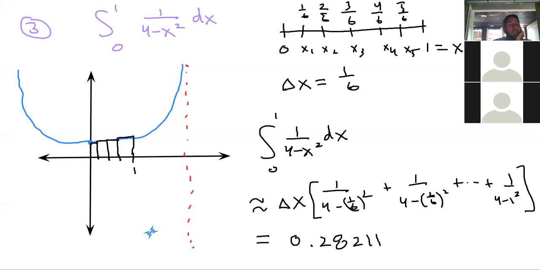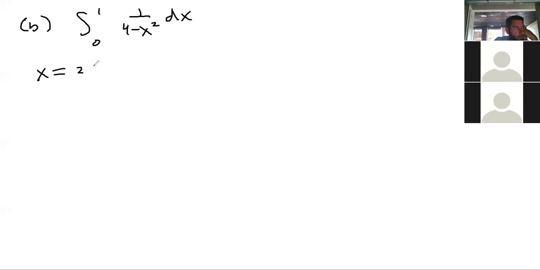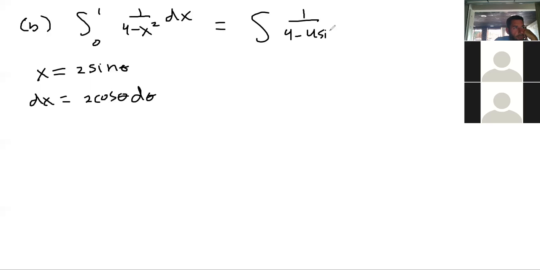Okay, so the next part was then to use the following technique. Now we can do it exactly using the following technique. Similar to what we did earlier, we're going to let x equal 2 sine theta, and then dx is 2 cos theta d theta. And so this becomes the integral of 1/4 minus 4 sine squared of theta, times 2 cos theta d theta.